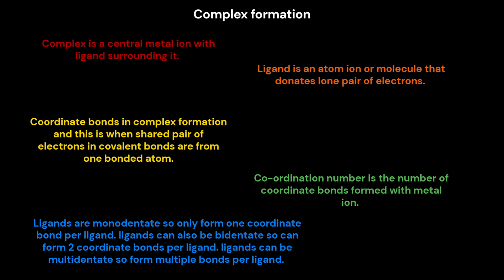Ligands can be monodentate, so they only form one coordinate bond per ligand. Ligands can also be bidentate, so they form 2 coordinate bonds per ligand. Ligands can be multidentate, so they form multiple bonds per ligand.